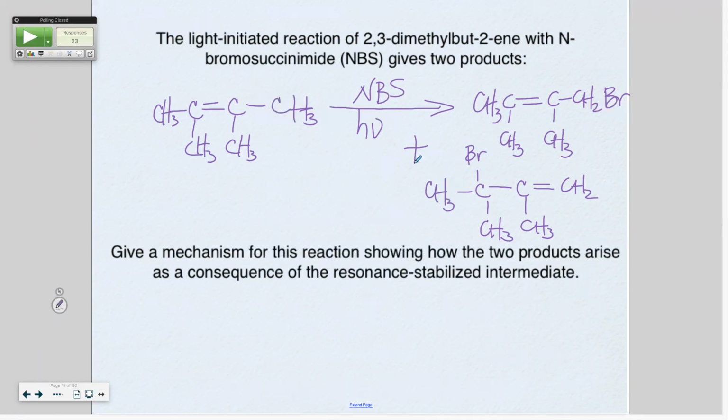The reason that happens is because of the intermediate, because it's allylic. I'm going to write it all out, and you'll see how you get both of them. So is it either or, or do you get both? You get both. It's not either or. You get both.